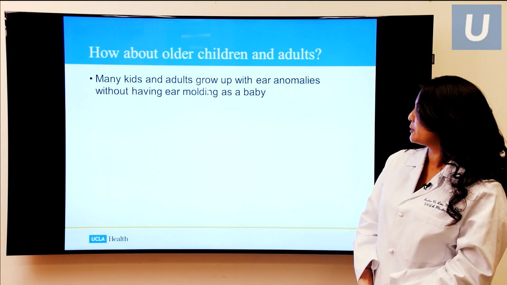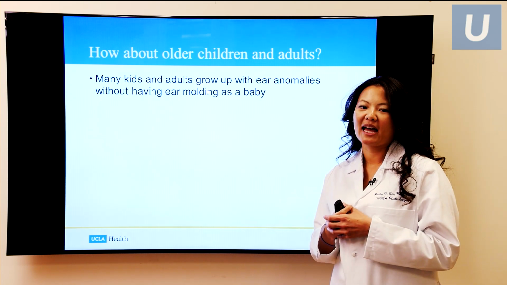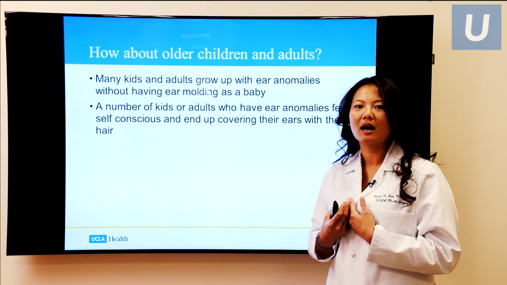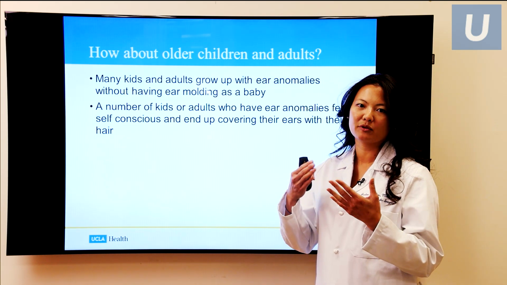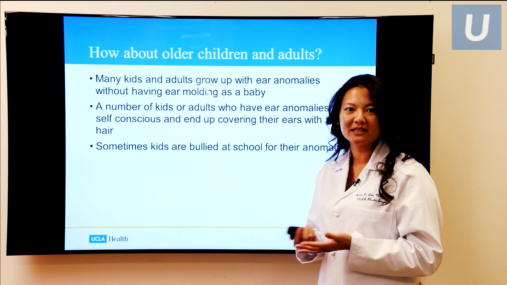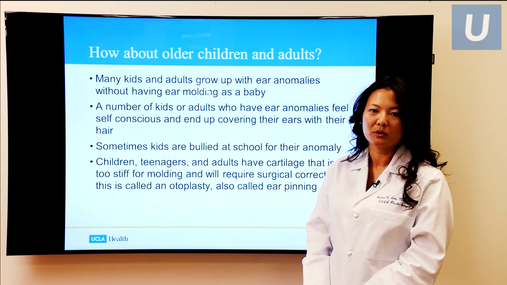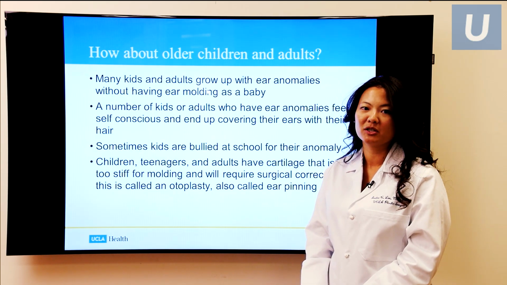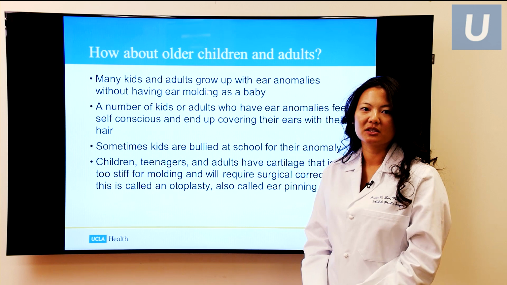So let's move on to how about older kids and adults, because there are a lot of kids and adults who grow up with ear anomalies and they didn't have ear molding as a baby. And sometimes this is kind of a problem for them, meaning that they can feel self-conscious. A lot of kids sometimes grow their hair long to try to hide their ears. Sometimes they're bullied in school for their anomaly. Well, unfortunately, and all of these are really surgical.